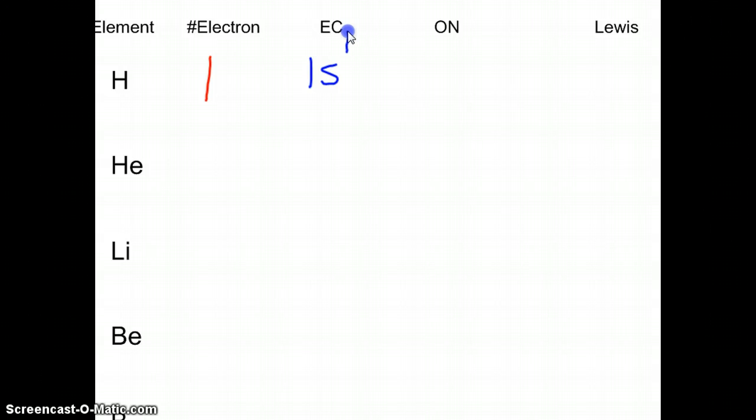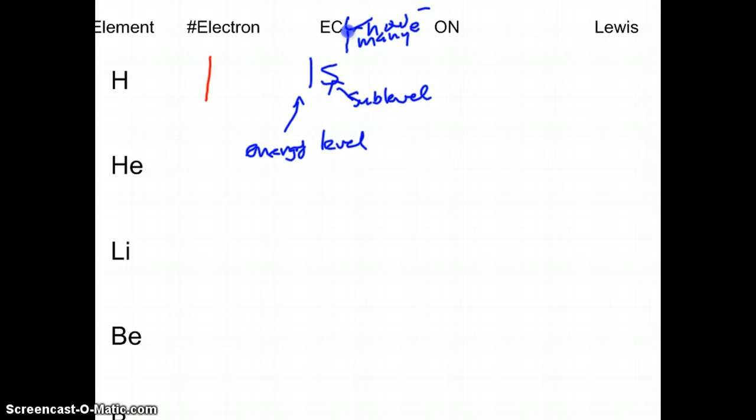So let me kind of show you what everything means. The first number out in front is the energy level. It's either going to be 1, 2, 3, 4, 5, 6, or 7. The S is the sublevel that Schrodinger came up with. And then the number on top is how many electrons are in that particular sublevel.